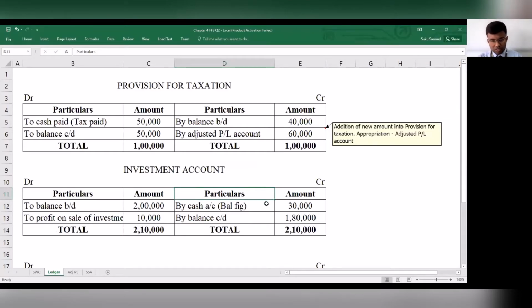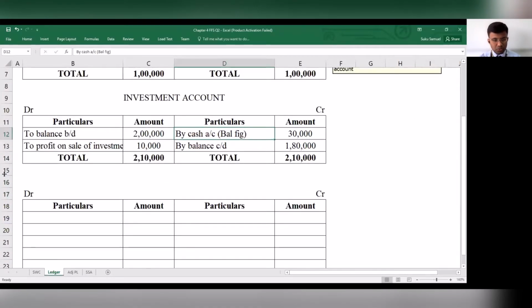Now remember, you sold investment worth 30,000. Out of that investment worth 30,000 that you have sold, you have made a profit of 10,000. So technically, you have only sold investment worth 20,000. So you received cash of 30,000, and that is the reason why it has gone about in this manner.